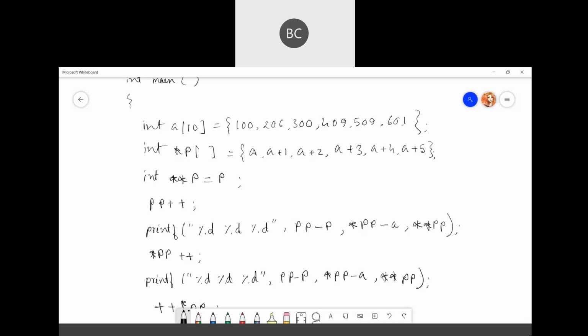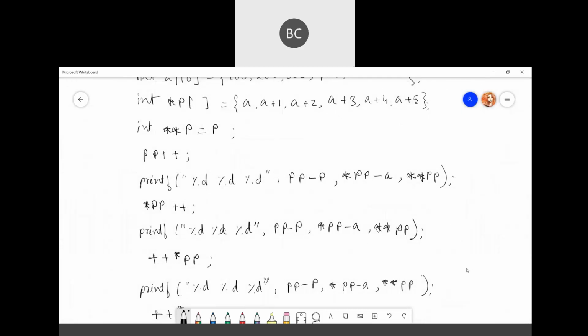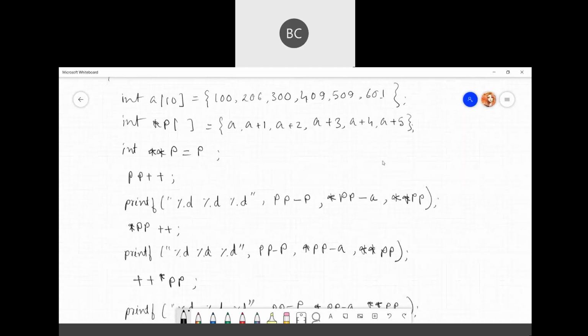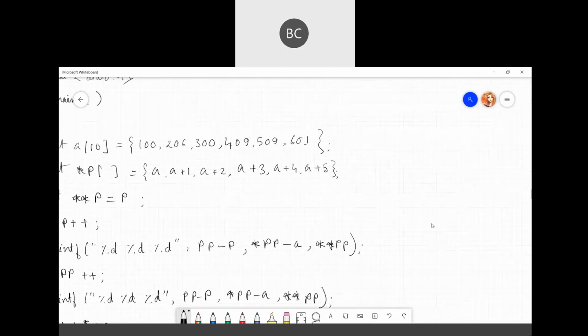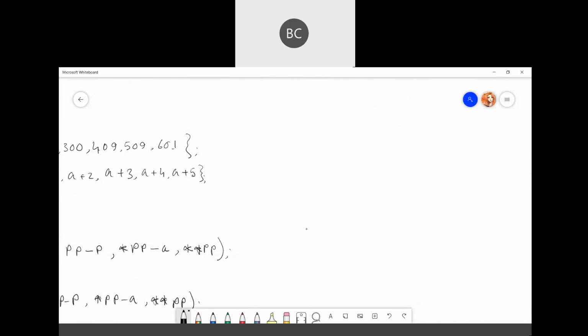Here I have taken an array with size 10 and the values are these. Then I have taken another pointer array and the values are like this. Then I have taken a double pointer pp, which is holding p. Then I incremented the pointer pp, and then I want to print these things. So how can you visualize this part? For example, you have an array.